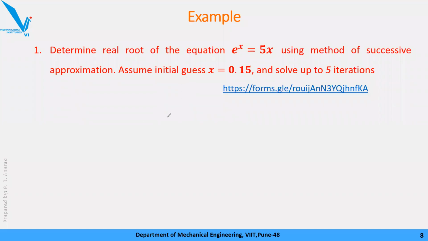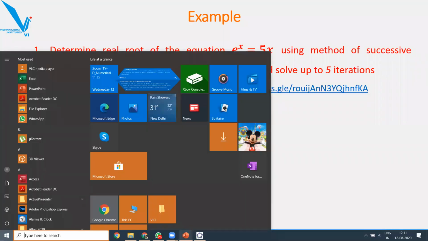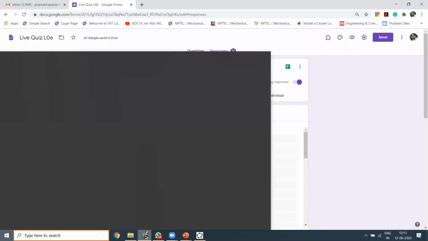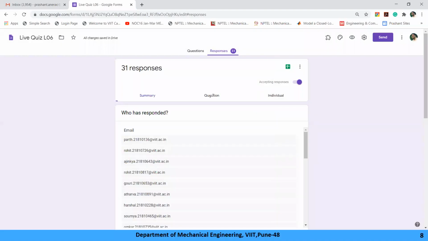Okay, is Google form working? Yes. Okay.